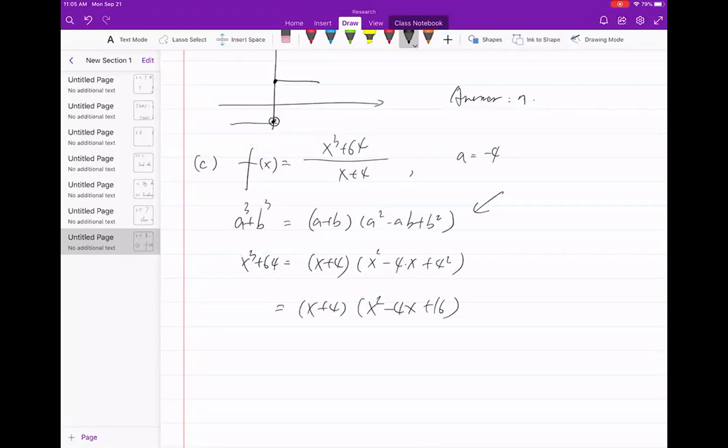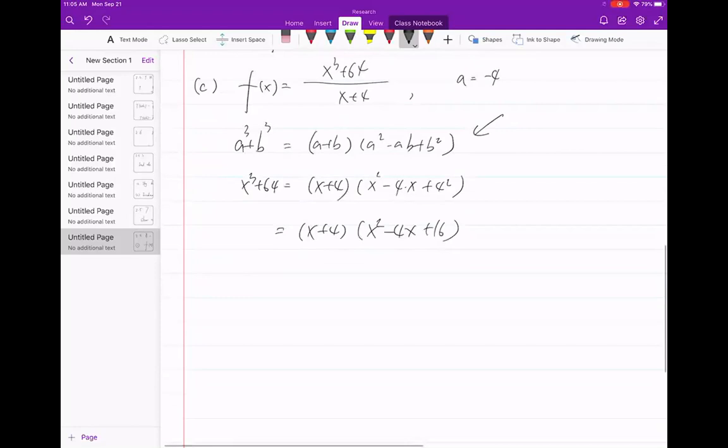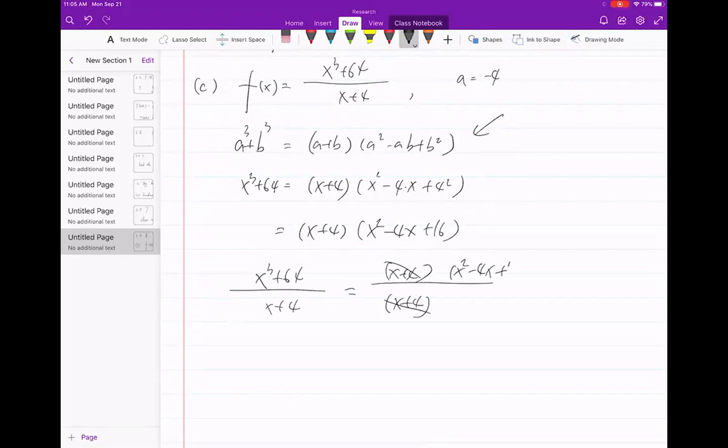Good so far? If that's the case, the original thing will become this thing, and this thing cancels, giving you only this one left. So the answer is going to be x squared minus 4x plus 16. And there is a hole. Once you cancel, it's gone. Okay.